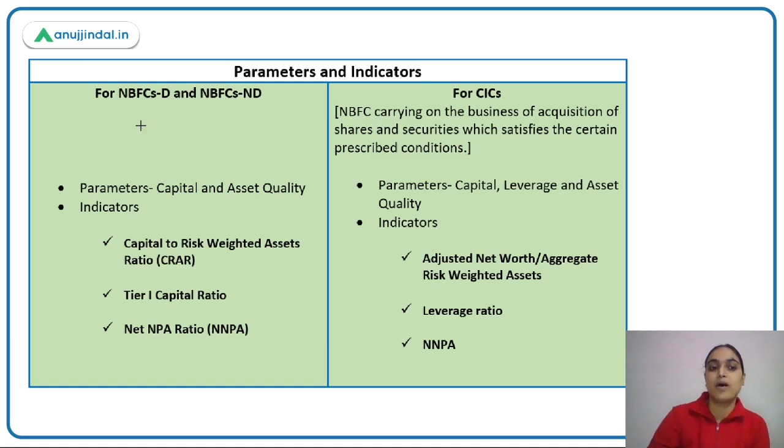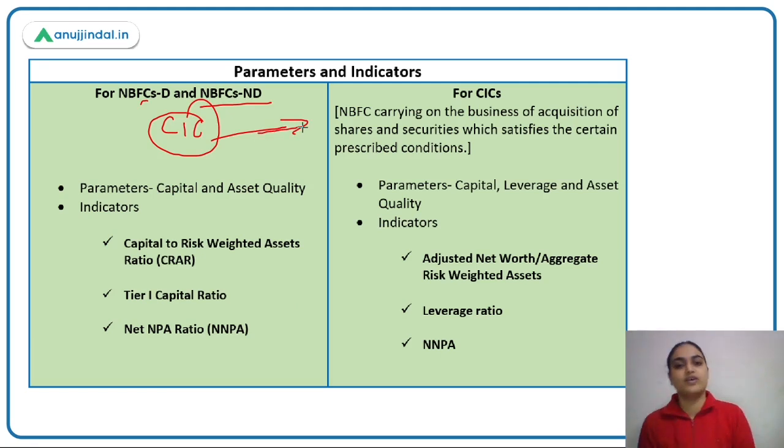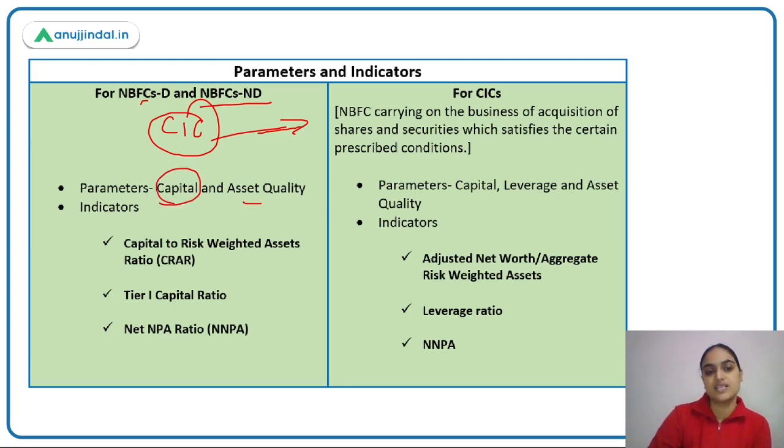So firstly, talking about the deposit-taking NBFCs and the non-deposit-taking NBFCs, except the core investment companies. Core investment companies ke liye ek alag parameter or indicators hain. Baki deposit taking or non-deposit taking NBFCs ke liye kaun se parameters hai pehle ye discuss kar lete hain. So for NBFCs deposit taking and non-deposit taking, 2 parameters will be assessed, the capital and the asset quality. So how much capital are these NBFCs maintaining, and then what is the quality of their assets? Are a lot of their loans turning out to be NPAs or are they good quality assets? That will be assessed.